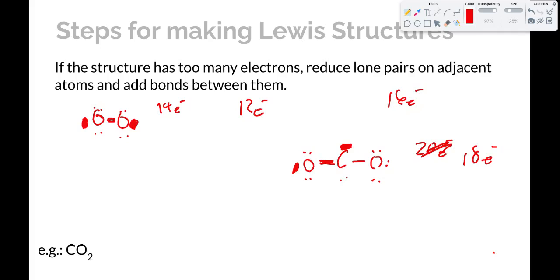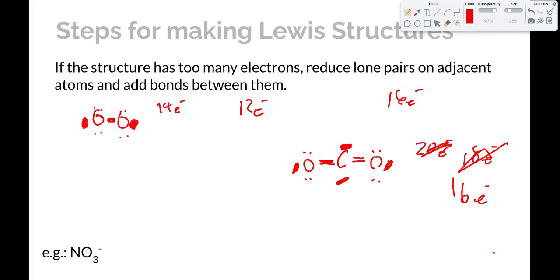We need to do it again. Now, we could do oxygen and the same oxygen and carbon again, but usually symmetrical molecules are more likely. So we'll do it with the other oxygen. Now our count is 2, 4, 6, 8, 10, 12, 14, 16. That's the correct count, and so that's the structure of carbon dioxide.